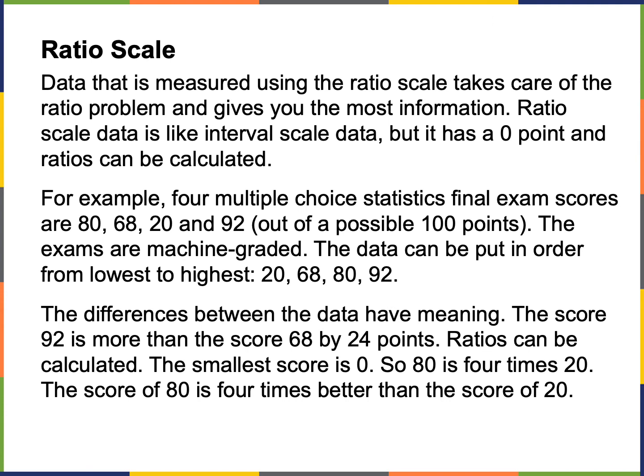You can calculate ratios. The smallest score is 0. You can't get a negative on an exam; you just get 0 points. Also consider that on a test, 80 is 4 times 20, so you would say my score of 80 is 4 times better than this unfortunate person who scored 20 on their exam. All right, so that's it for scales.